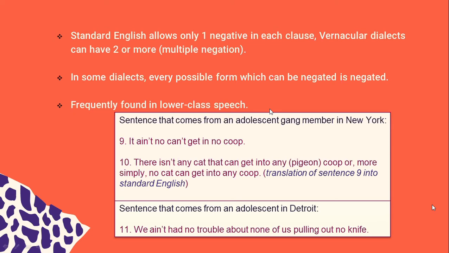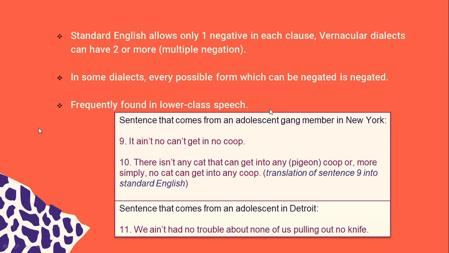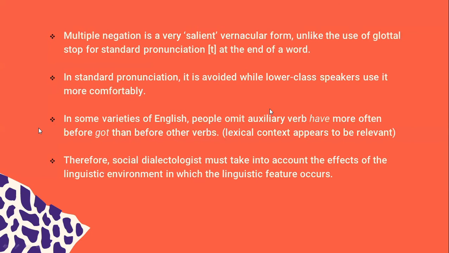So we ain't had no trouble about none of us pulling out no knife. So we had no trouble in pulling out a knife. So that's the meaning. Multiple negation is a very salient vernacular form, unlike the use of a word. In standard pronunciation it is avoided, while lower class speakers use it more comfortably. So this shows that when a person keeps using multiple negation, we already know that he comes from a low class society. Low class people.